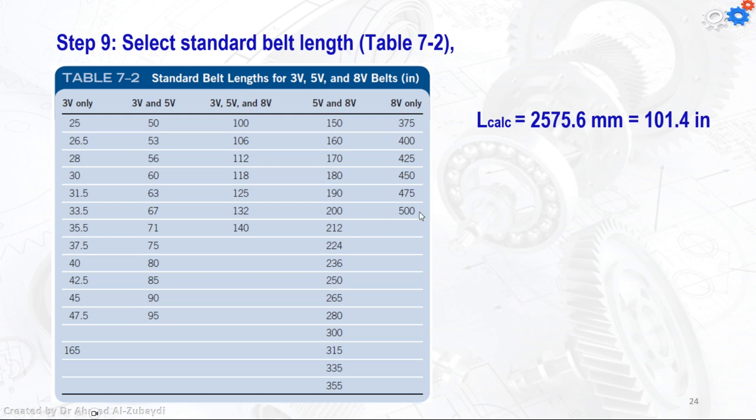So we are going to use this value to find the most proper length that can be found for the 5V type of the belt. For the 3V and the 5V here, we have 95 maximum. For the 3V, 5V and the 8V, we can get the 100. So I can choose the 100 inches now. I'm not going to go to the 106, because in that case, I need to enlarge the center to center distance. So we're choosing the 100 inches length.